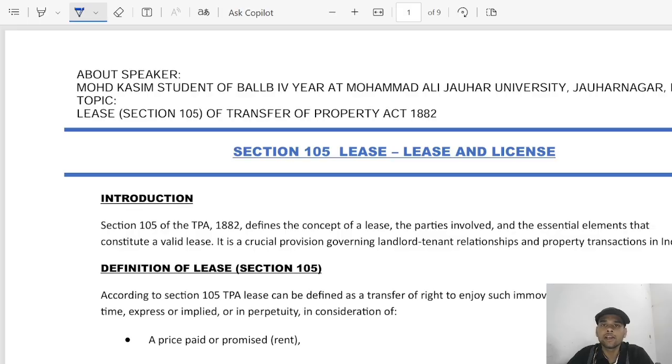Today, I will be presenting on a very crucial and practical concept under property law, lease, Section 105 of the Transfer of Property Act 1882. From renting a house to leasing commercial spaces, leases are a part of our everyday lives. In this presentation, we will explore what makes a lease valid, what rights and liabilities it creates, and how the law protects both lessor and the lessee.